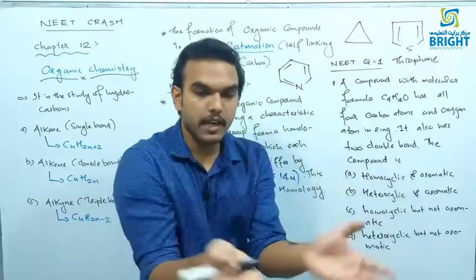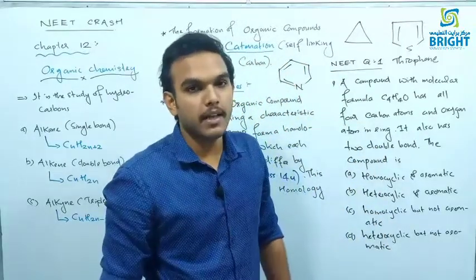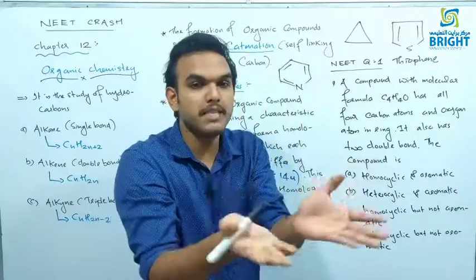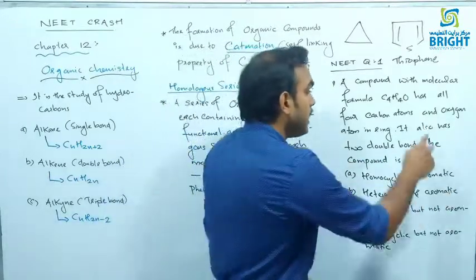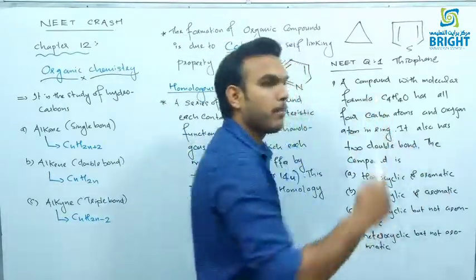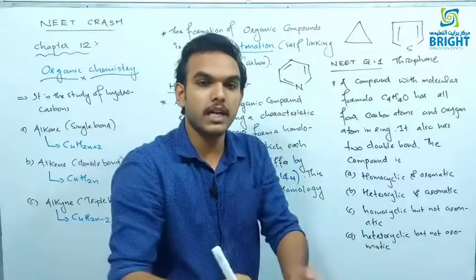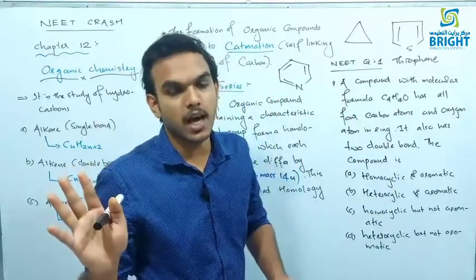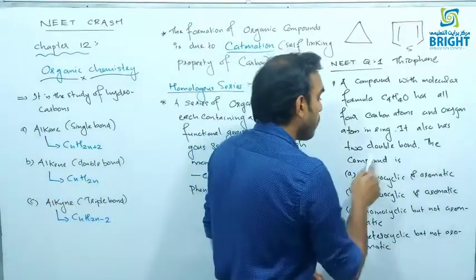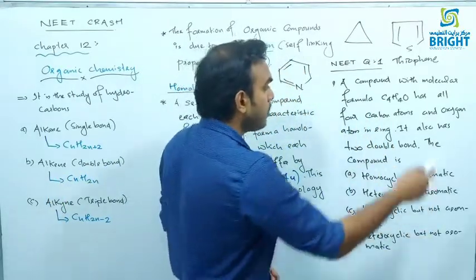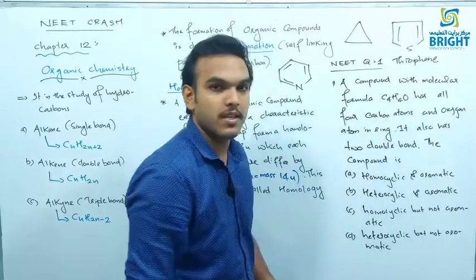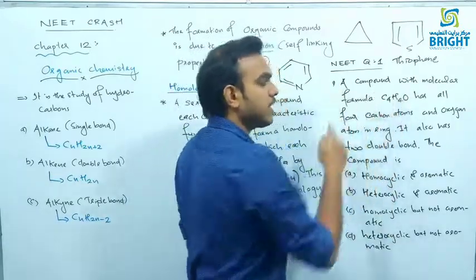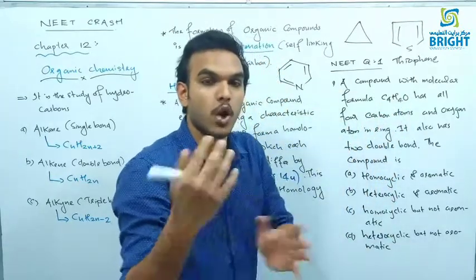So if it is a ring-like structure, it will be aromatic. It's clear? Aromatic means it will be a cyclic ring. Then it also has 2 double bonds. If it has 2 double bonds alternately with a ring, it can be said to be aromatic. Is that clear? Then the compound is, that's the question. So you have seen that there is an oxygen here, and it can form a compound with that oxygen in the ring.